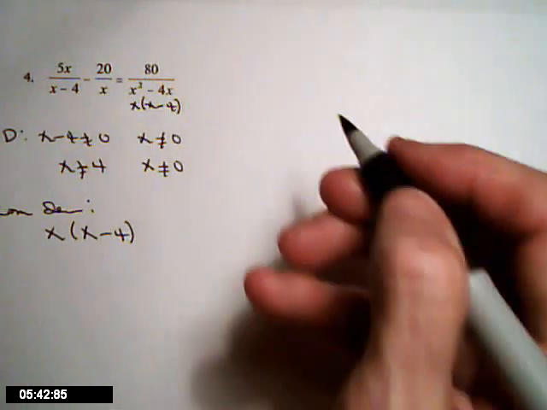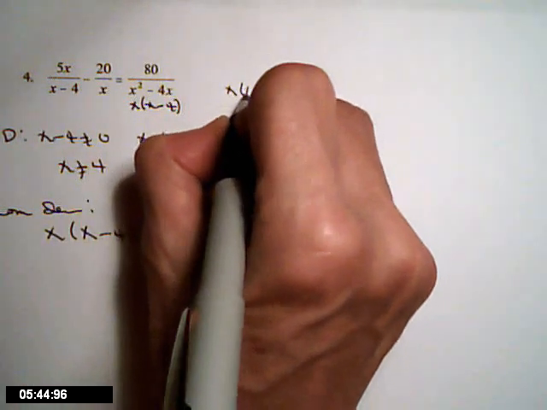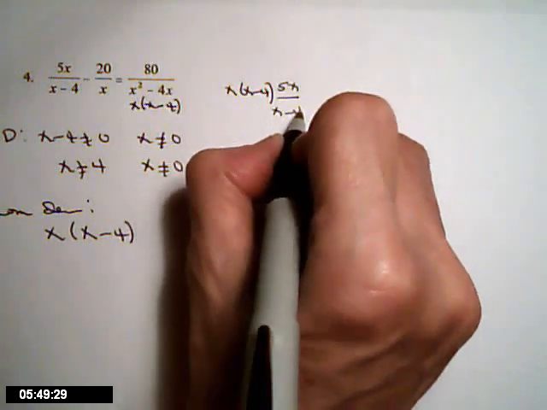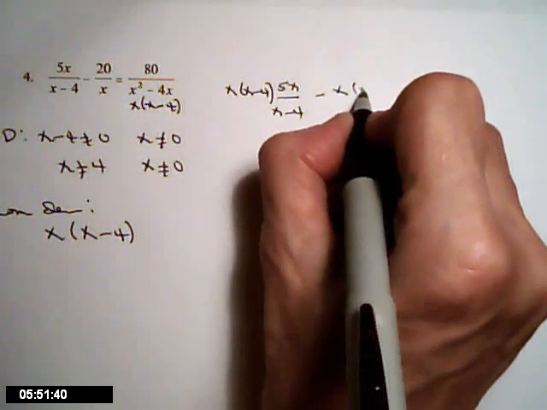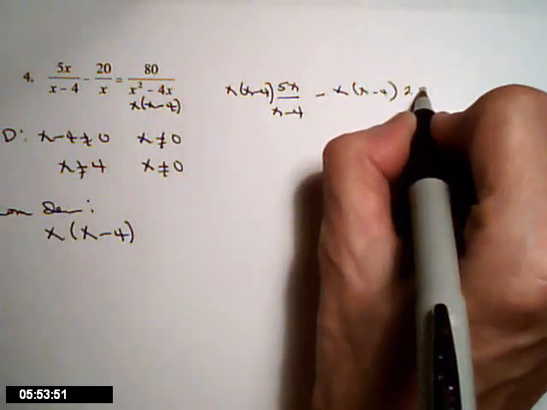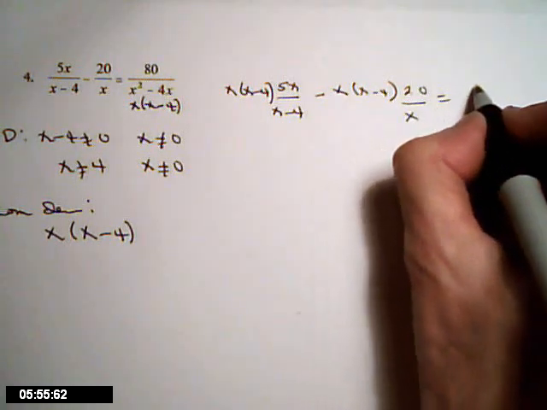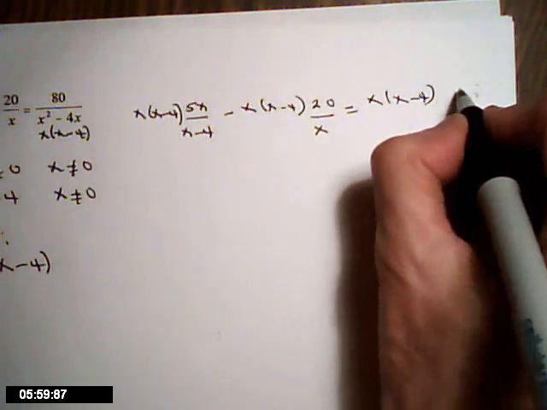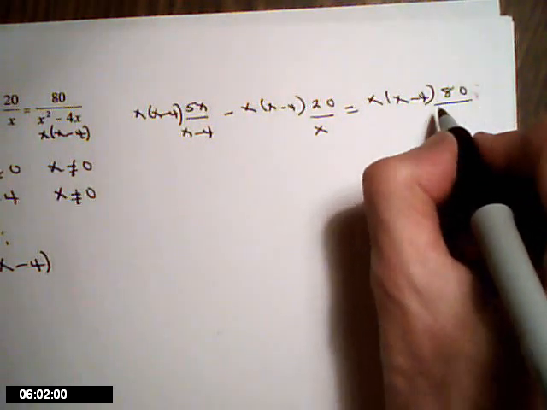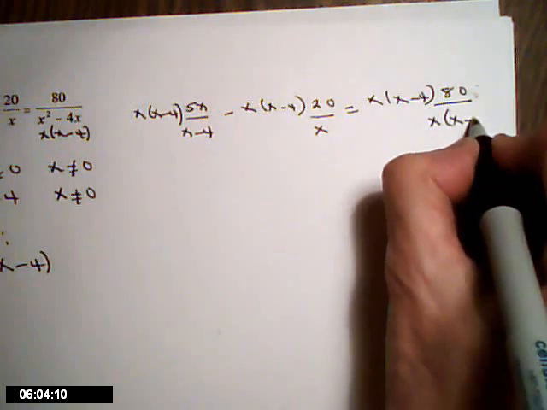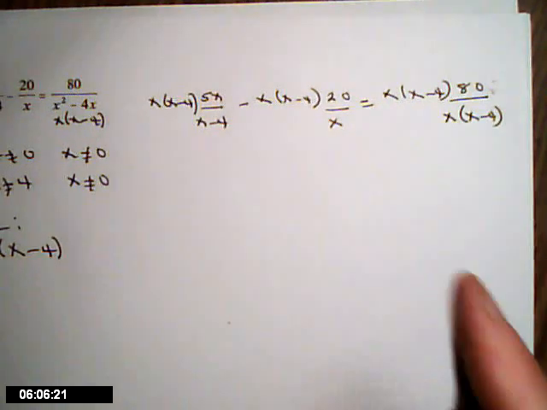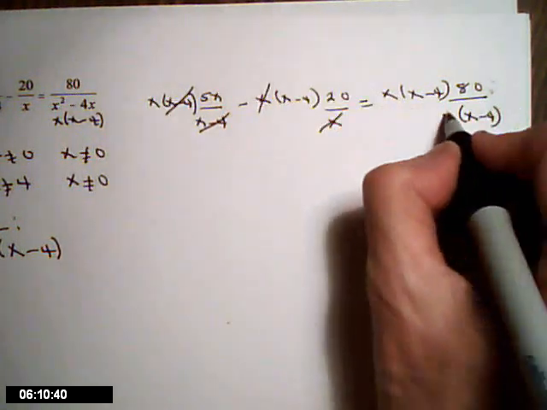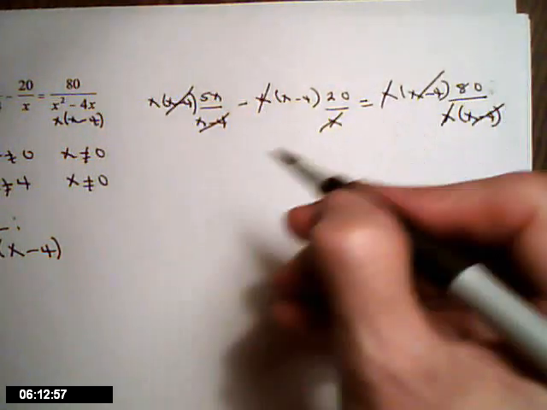Now we're going to multiply x times x minus 4 times every term. First term, the second term, and then to the right of the equation, and I'm going to call that x squared minus 4x, x times x minus 4. I'm going to write that in factored form. Now let's reduce. X minus 4 divides out, x divides out, x divides, and x minus 4 divides.